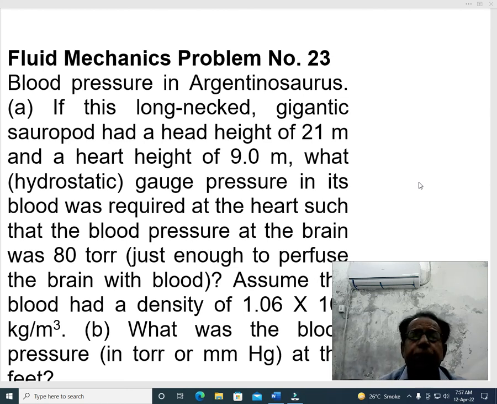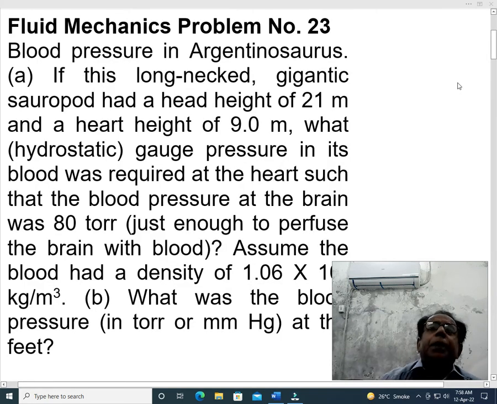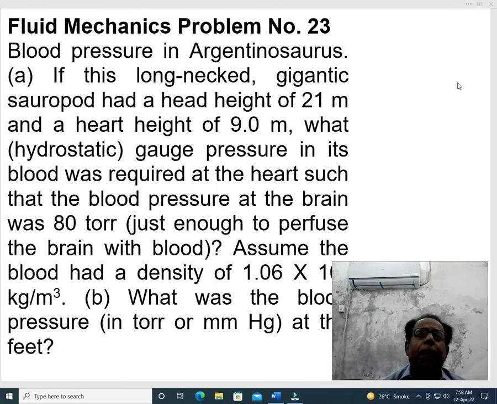Okay, fluid mechanics problem number 23. As usual, we first come towards the statement. The topic of the statement is blood pressure in Argentinosaurus. Argentinosaurus is definitely an animal, but we do not need to go into its detail. We can easily Google this term and find all the details about this animal, but we are concerned with physics. Blood pressure in Argentinosaurus, part A.